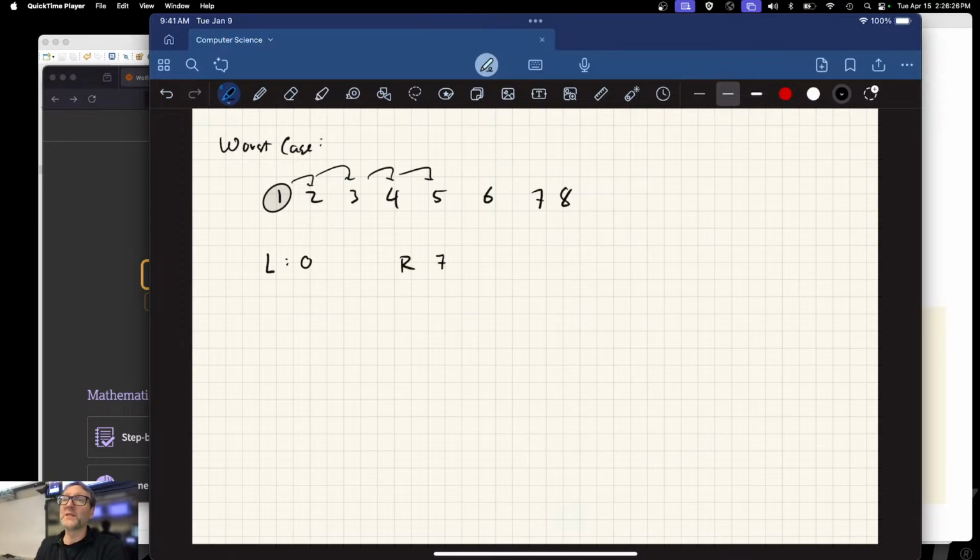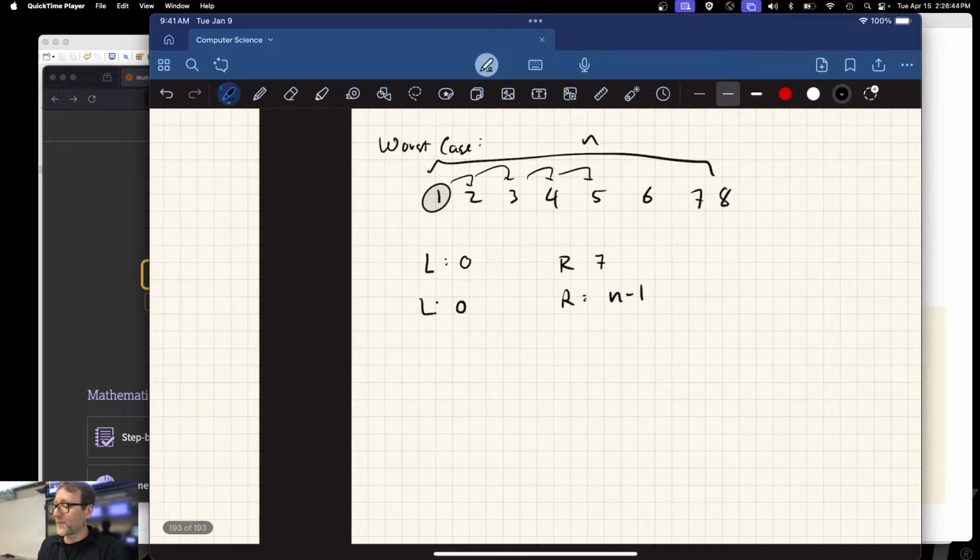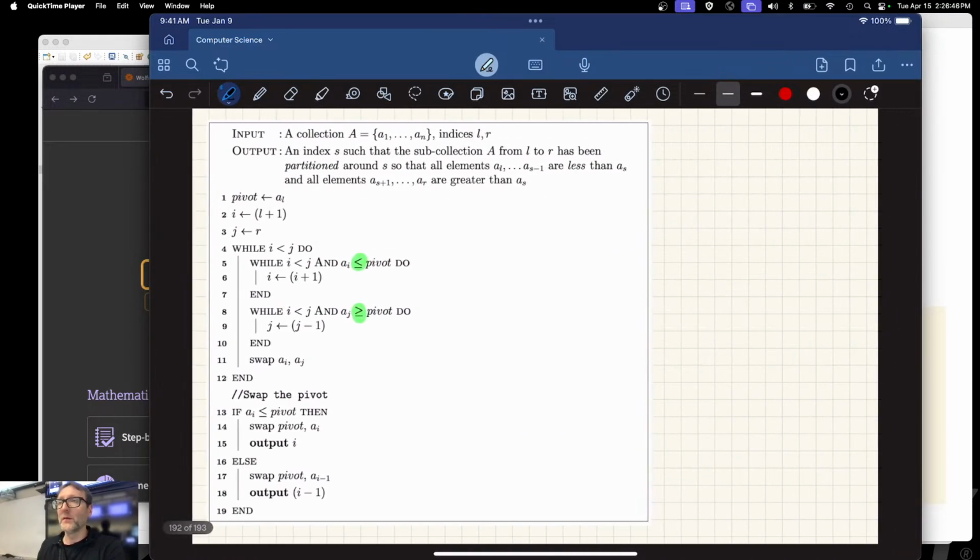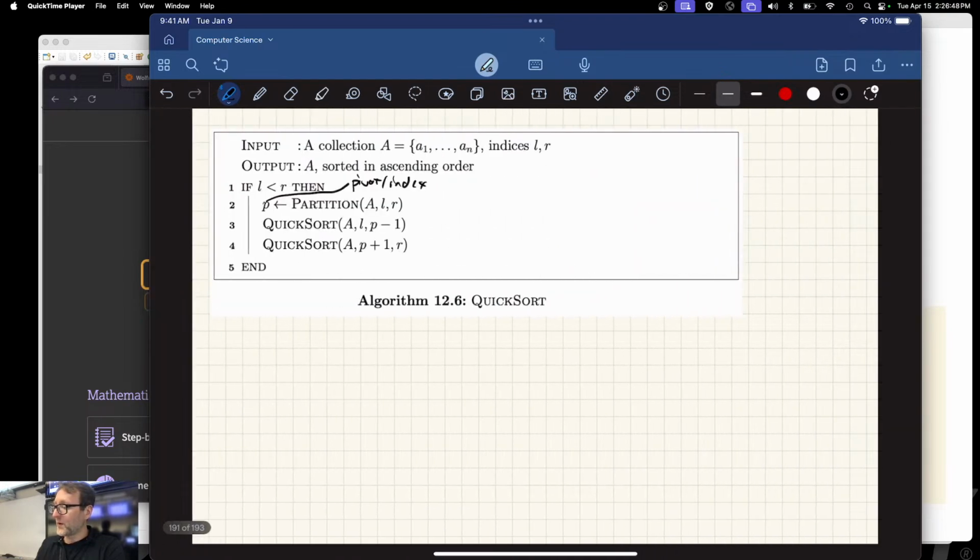All of them, all the rest of them, 7, right? So in other words, more generally, I will end up partitioning, if there were n elements here, right? My left partition would end up being 0, and my right partition would end up being n minus 1. Okay? That's for the partitioning.